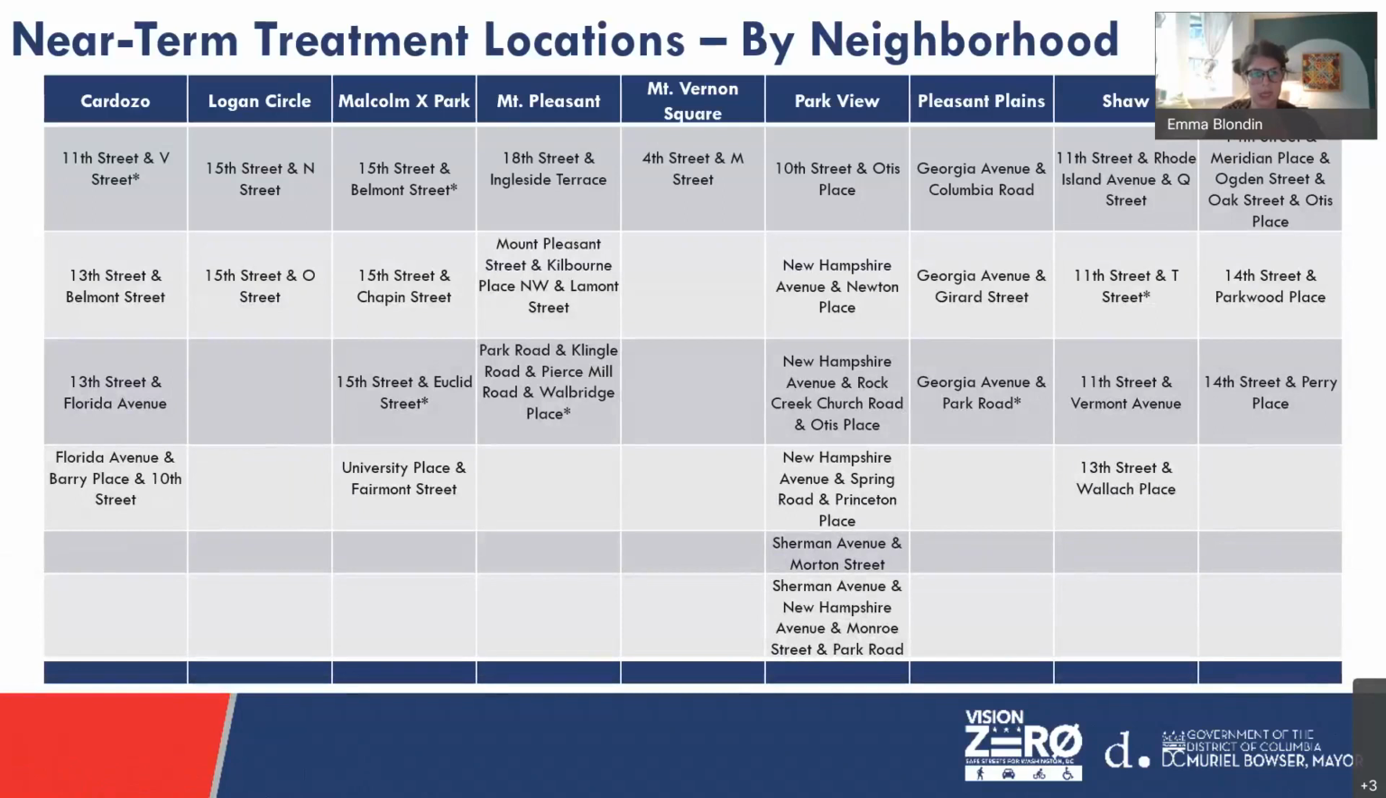So here are all 30 of the locations broken up by neighborhood. Those with the stars next to them have been added since the last public meeting. And like I said earlier, those have been added based on additional suitability screening, as well as public comments that we received during the last office hours and since the last public meeting.